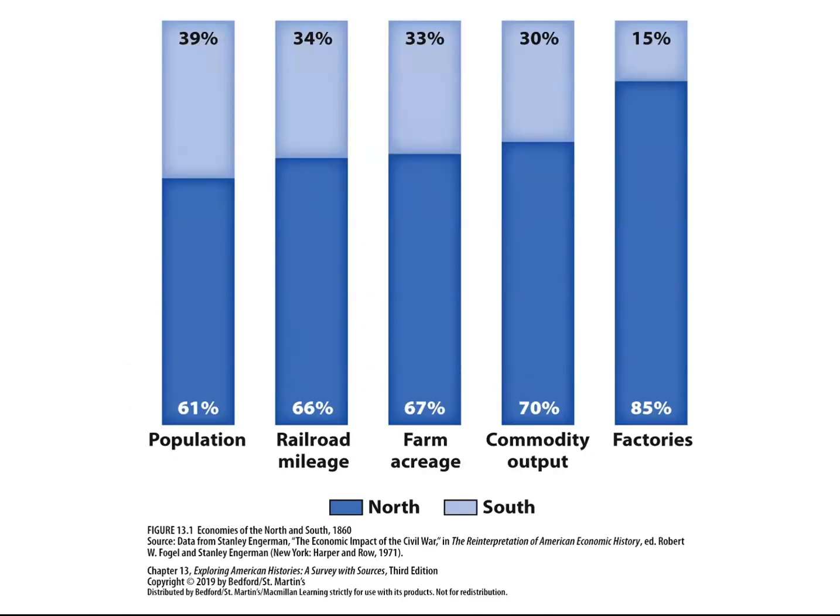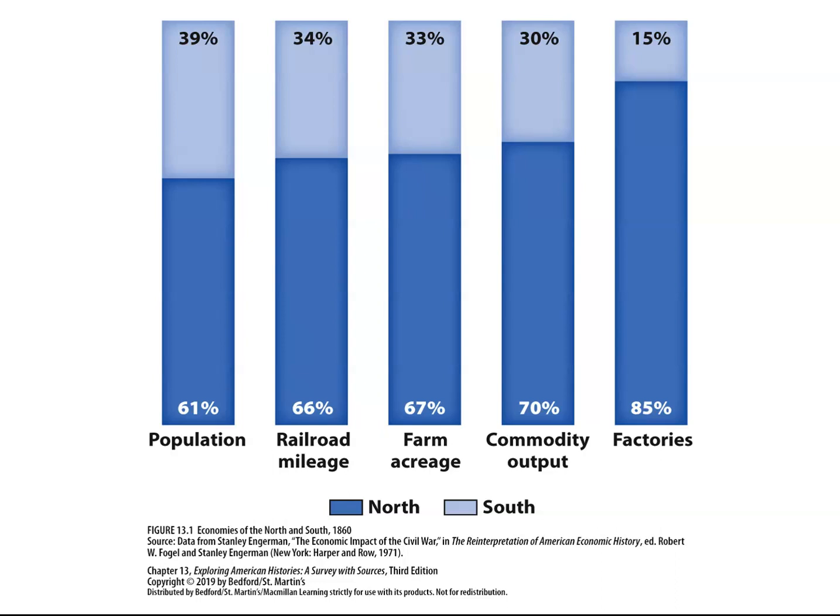So just to give you a visual here, you can see North population versus South population. North is at the bottom, South is at the top. North, 61% of the population compared to 39%. The railroad mileage, a lot more railroads throughout the North than in the South. Also, we don't really think about farm acreage, but as far as agricultural production, think about this, in the South, what are we primarily growing?